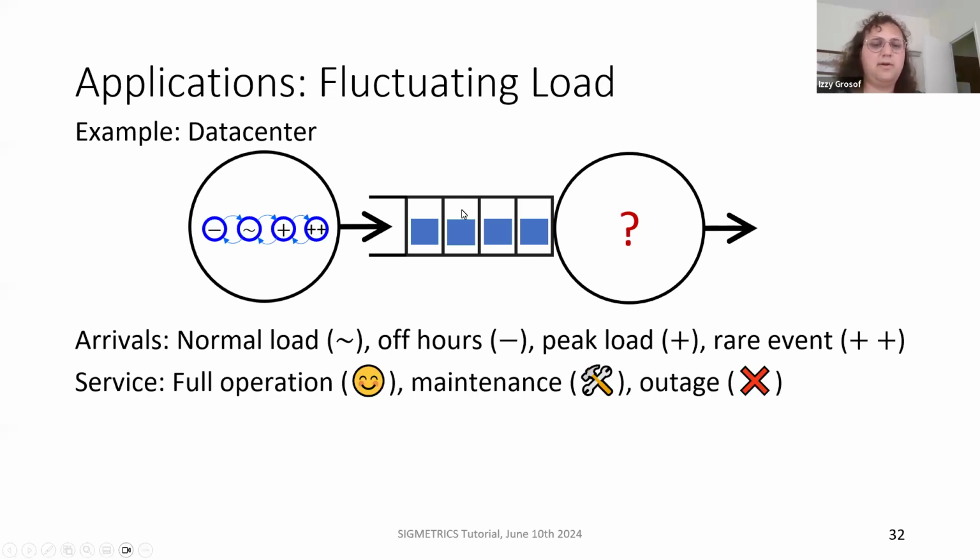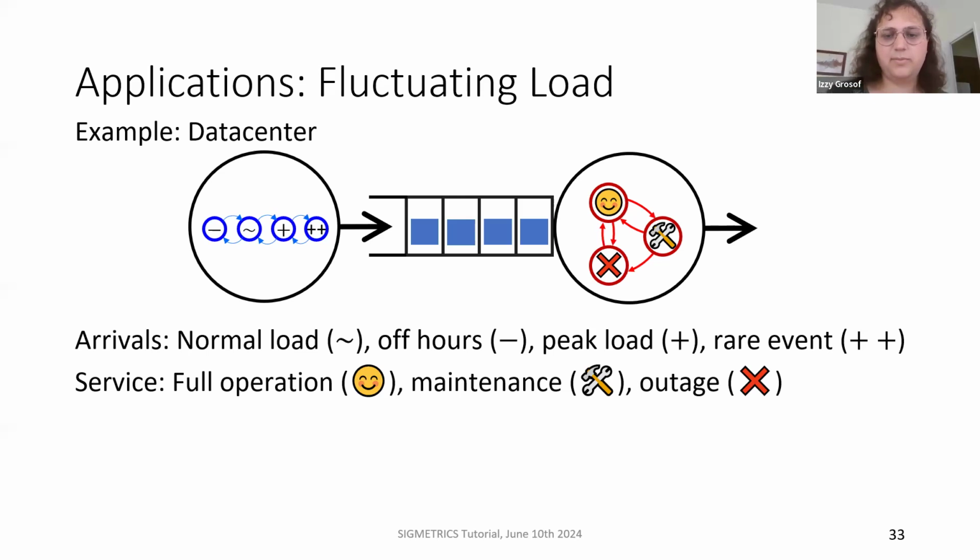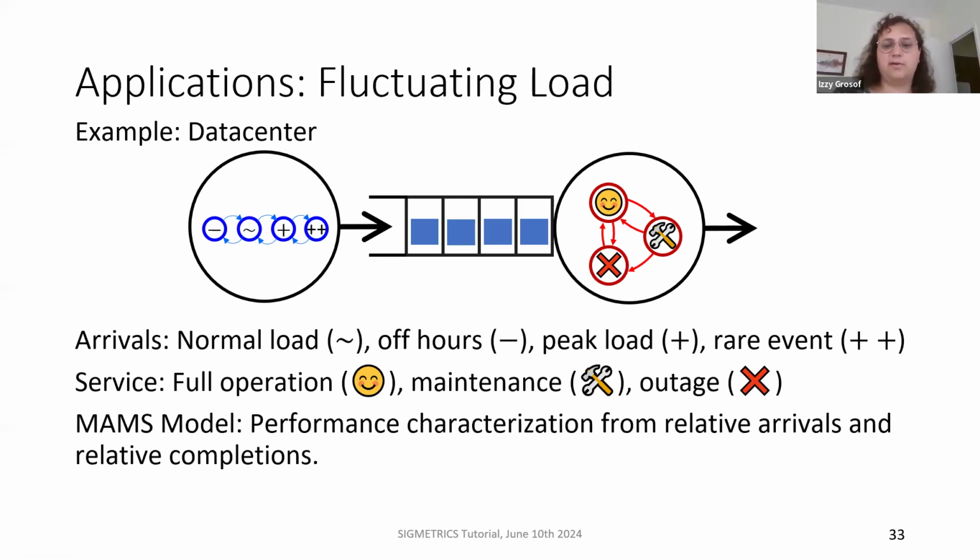And for completions, maybe we've got full operation, things are going well. We've got something's down for maintenance, and we've got there's an outage. So maybe things go back and forth between full operation and maintenance normally, and occasionally go to an outage, and eventually return back to operation. So we've now modeled our arrival and completions process, and the MAMS model is going to give us a performance characterization based on the relative arrivals and relative completions of these two systems. And those are just numbers that we can calculate for each of the states in the system and get a mean Q length result.